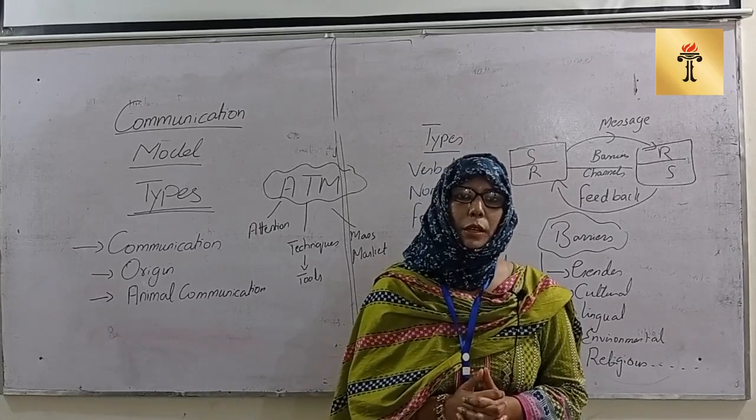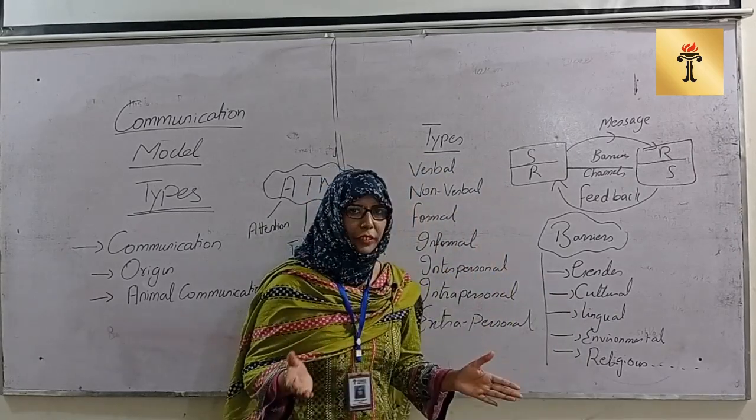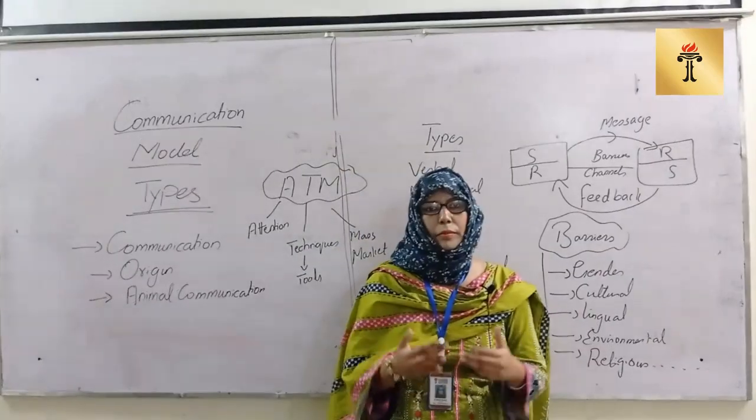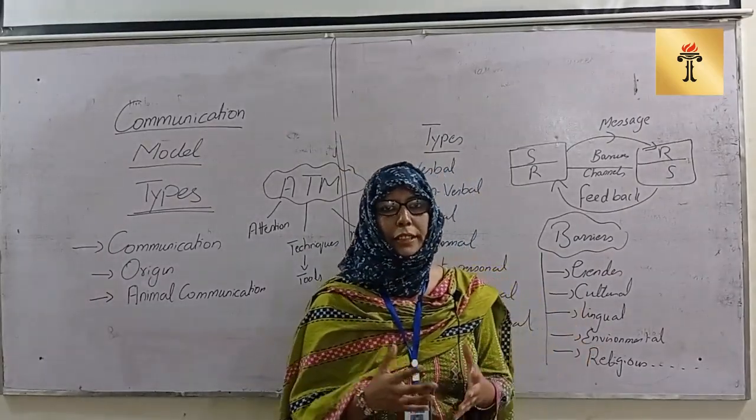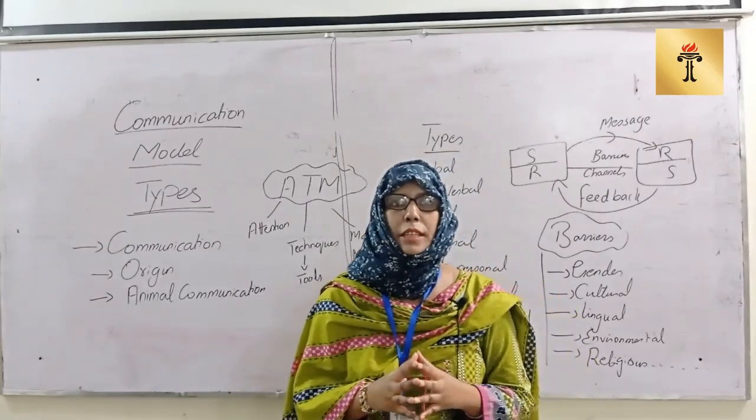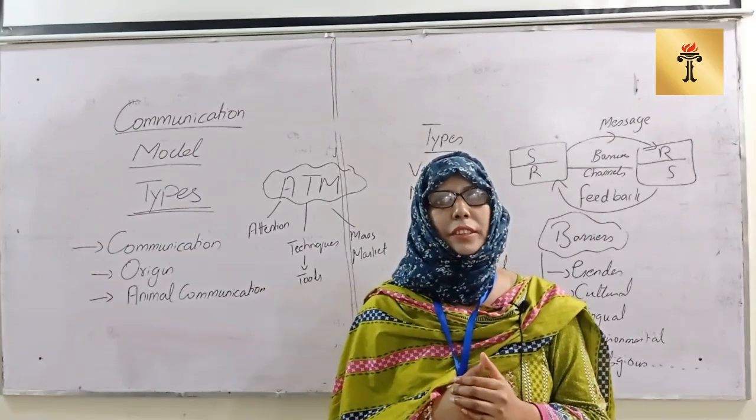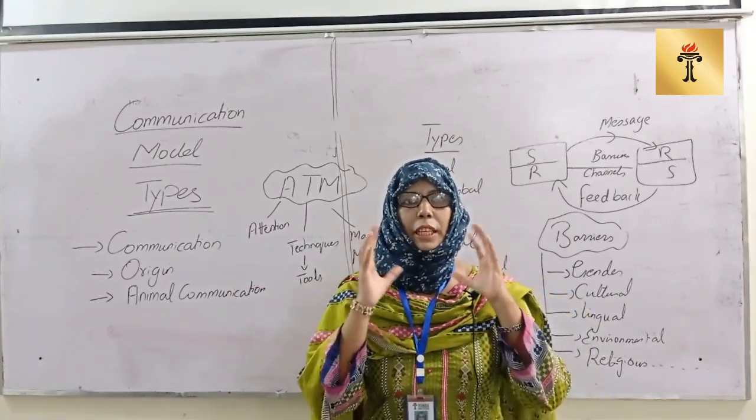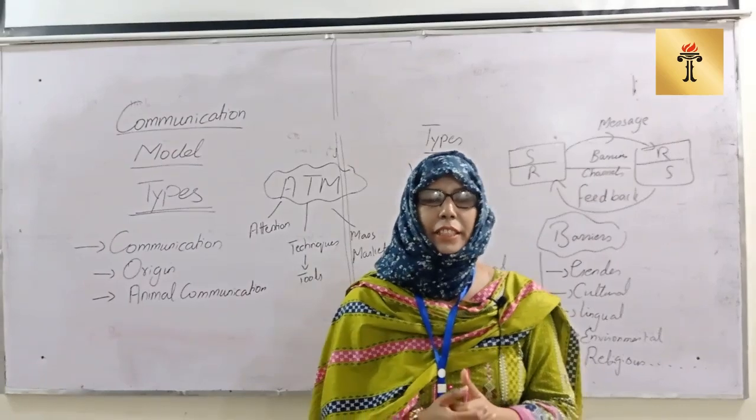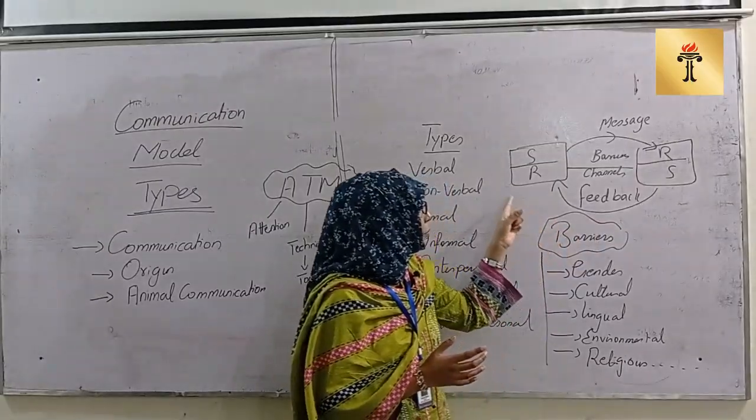Now moving to the model of communication. The model of communication is very simple. As I told you, communication is a two-way process. There is a sender and the receiver. There must be the message that is composed by the sender and received by the receiver. After receiving the message, when the receiver understands that message, composes another message and gives a response to the sender, it is said to be the feedback. And that's how the communication circle is completed.